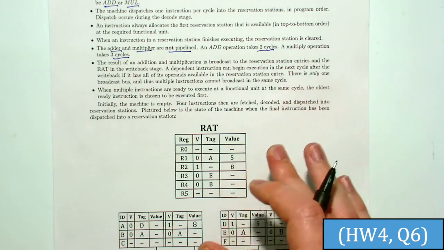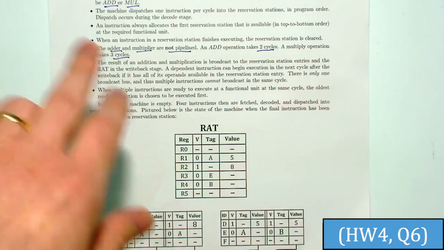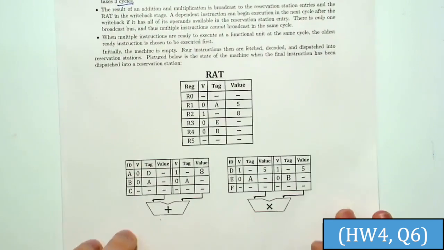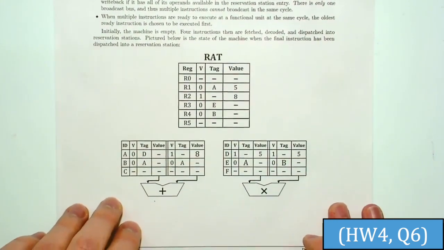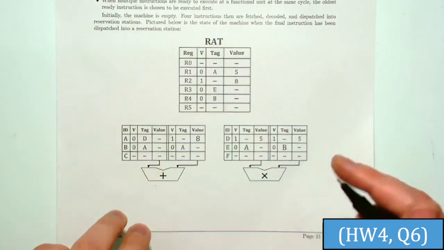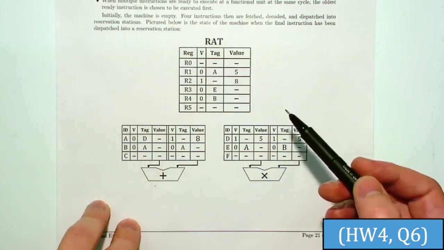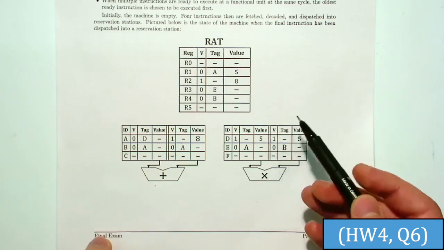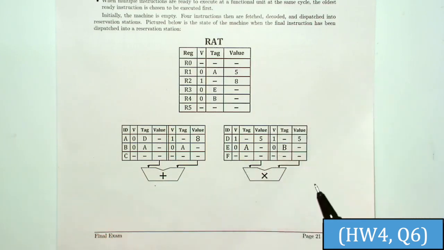I guess not for now, but I will refer to the text here in the question later. So let me move to the questions. But before that, these are the state of the register alias table, RAT, and reservation stations at the point where all the instructions are fetched.